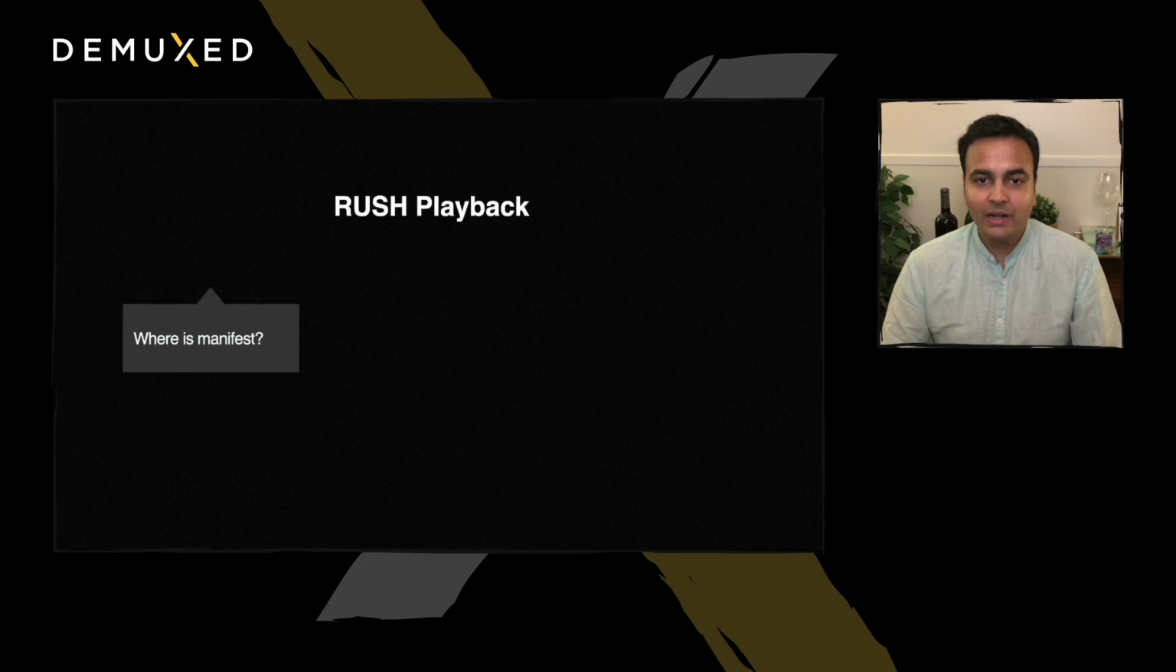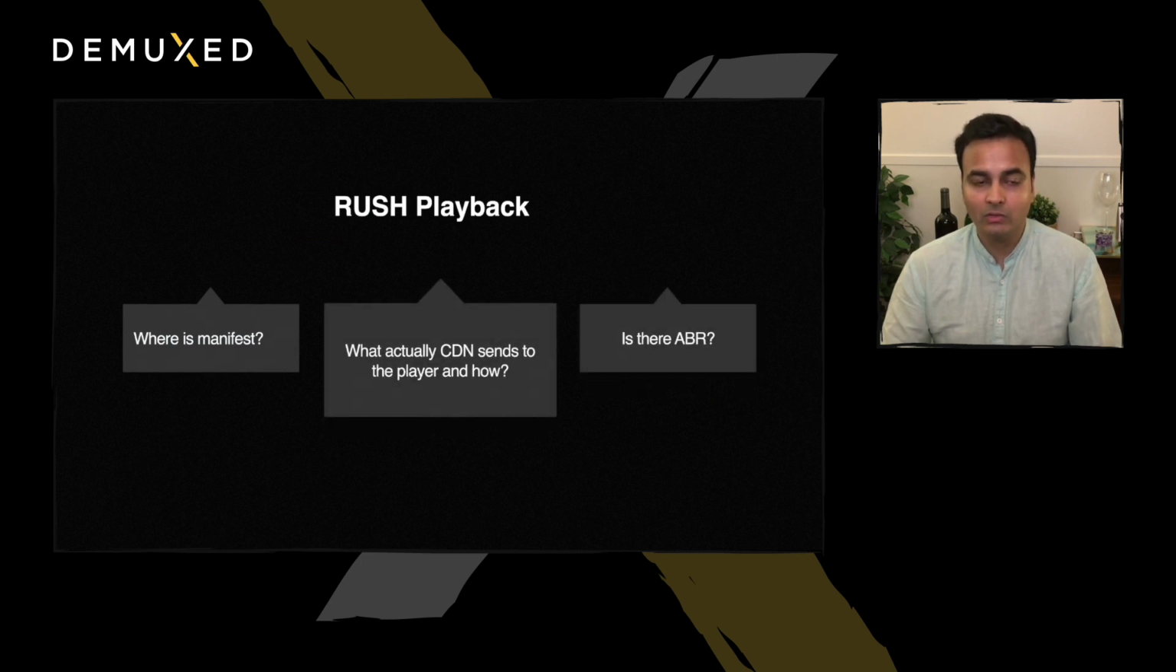Now, you might be wondering, this sounds good in theory, but how does it all work? Where is the manifest here? What does the CDN actually send to the player and how? And is there any ABR at all? We will answer these questions one by one in the following slides, starting with the manifest.